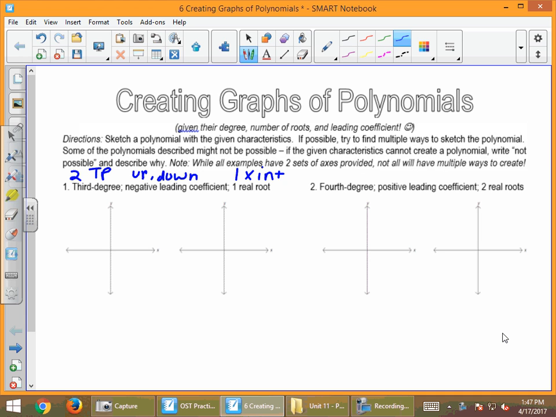Now again, third degree means it has at most 2 turning points. If it's negative and odd, that means it's going to start pointing up and end pointing down, because they have to be opposite directions. And then one real root means it has one x-intercept. So does anyone have an idea how we can draw this thing?